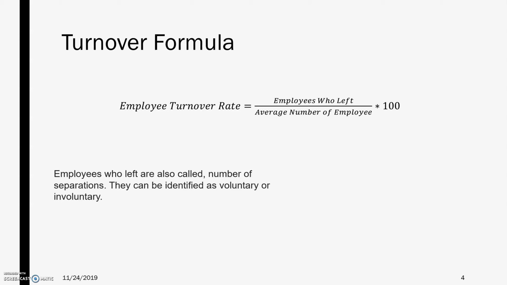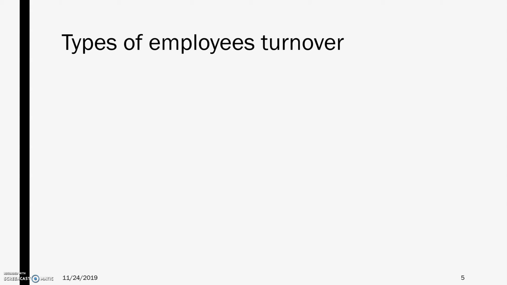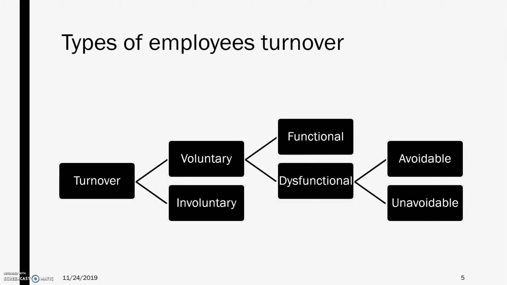There are also the types of employees who left. They are called the number of separations, and they can be identified as voluntary or involuntary. And what does that mean? It means there are types of employee turnover. We have two types, voluntary and involuntary. Voluntary is because the employee decided to move to another company, right? They decided by themselves, nobody else determined that for them.